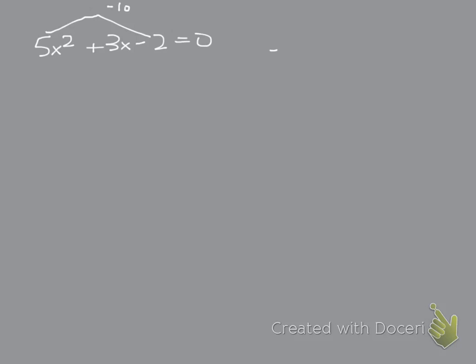Okay. So I need to find factors of -10 that equal what? 3. Okay. -2 and 5. So -2 times 5 is -10. 5 minus 2 essentially is +3. So that works. So what do I do now? Put those in. So how do I rewrite my next line? 5x squared minus 2x plus 5x minus 2 equals 0. We don't put the parentheses on until we rewrite it as a whole.